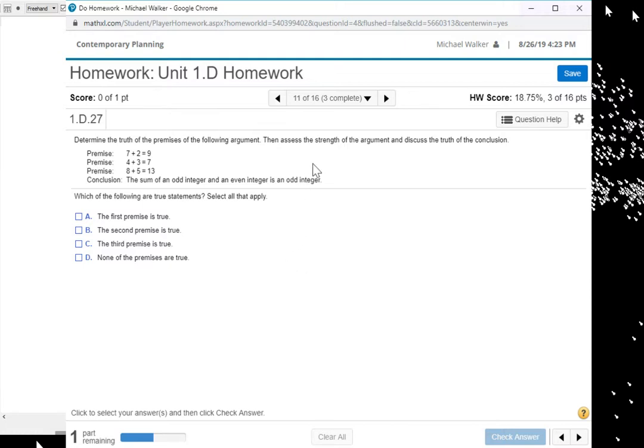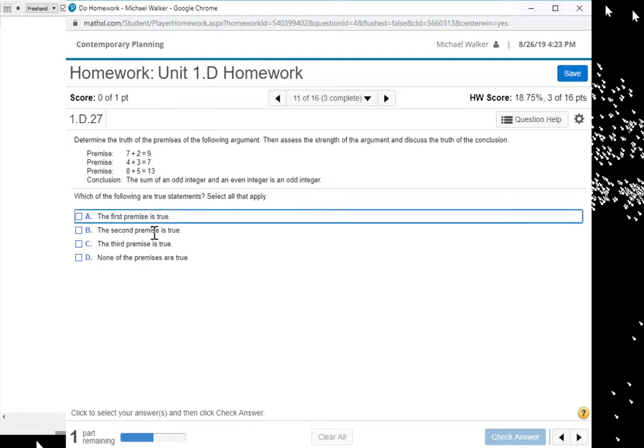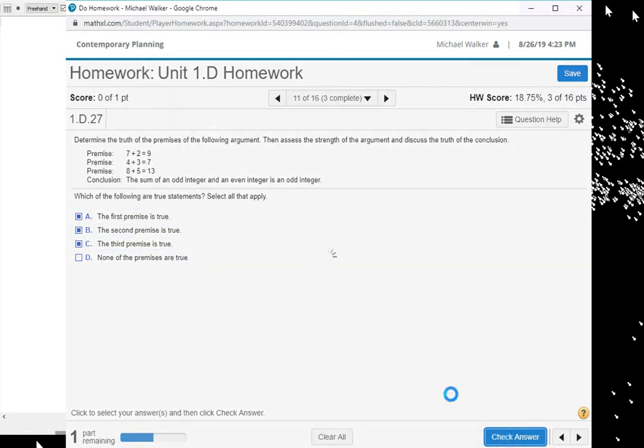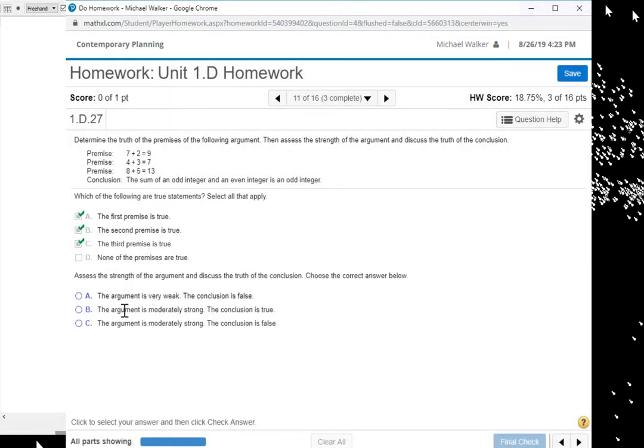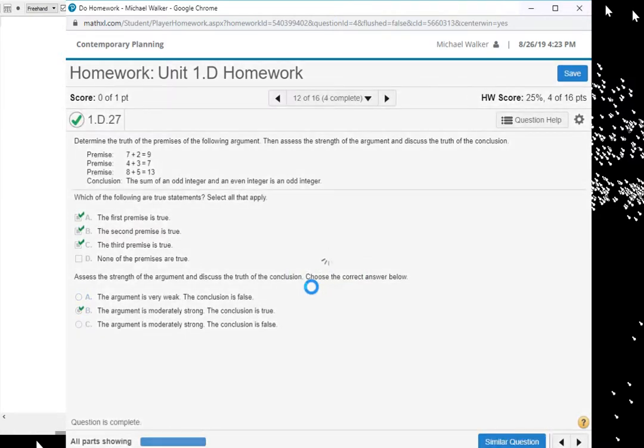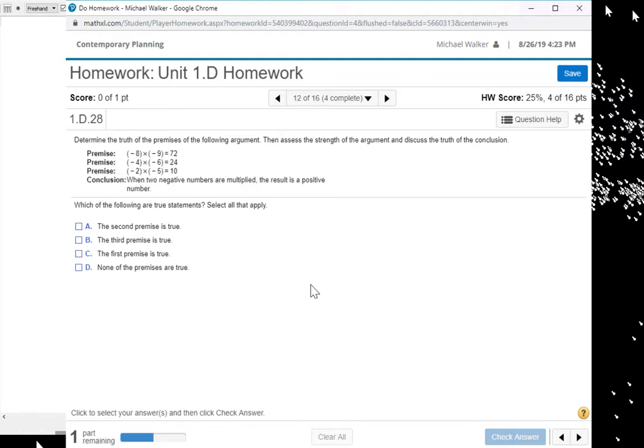Determine the truth of the premises of the following arguments. Even and odd adds to odd. They're all true. Yep. The argument is moderately strong. Conclusion is true. Yep. It's not proof. And I gave the mathematical proof for it. We talked about this one too.